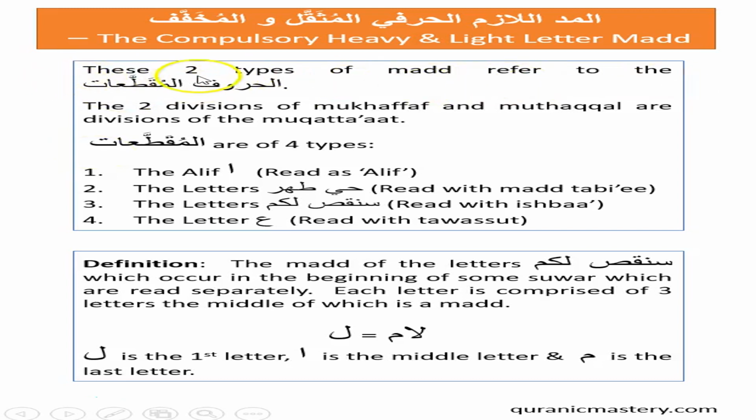These two types of med refer to the huruf al-muqatta'at, which are the letters that appear at the beginning of some of the surahs. The two divisions, mukhaffaf and muthaqqal, are divisions of the huruf al-muqatta'at. Now al-muqatta'at are of four types. Number one, the alif, which is read as just alif. Number two, the letters hayya tuhr, which are read as mad al-tabi'i. We introduced them earlier: the hayya tuhr, the mad al-asli, are only read with mad al-tabi'i with two harakat.